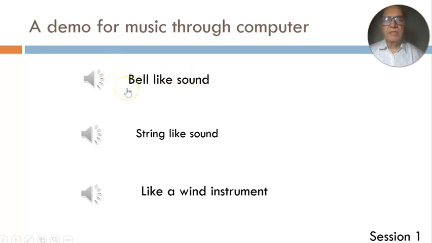First of all, note that you will be able to generate musical notes of different timbre. For example, you will be able to generate a bell-like sound, a string-like note, and also a note similar to that from a wind instrument. And by using notes in appropriate sequence, you will be able to generate a melody. So let me demonstrate them. This is a melody you will probably recognize.